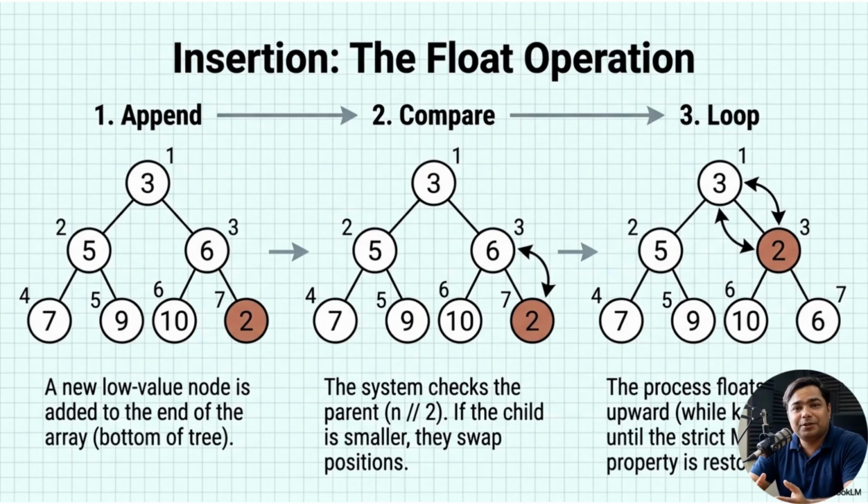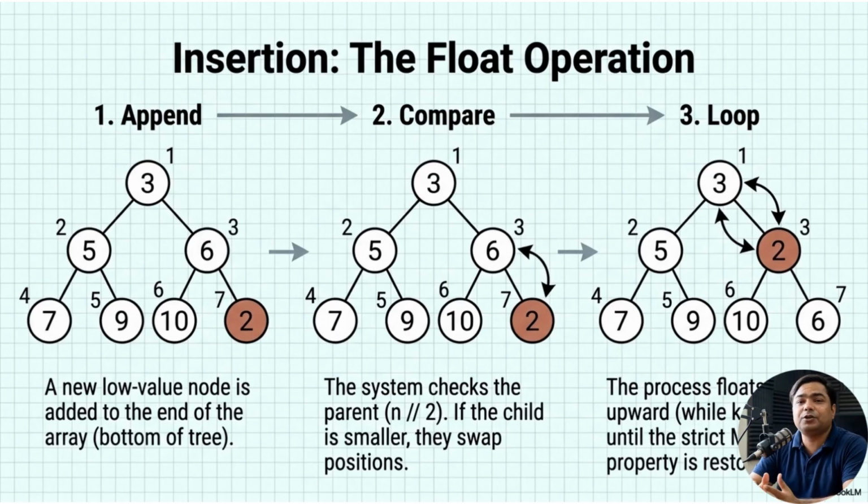Now we study heap insertion. When we insert a new value into a heap, we cannot place it anywhere randomly. We must maintain both heap rules, completeness and heap property. The insertion process has three main steps: append, compare, and loop. First, we append the new value at the end of the array. This means the new node is added at the bottom of the tree in the next available left to right position. This maintains the complete binary tree structure.